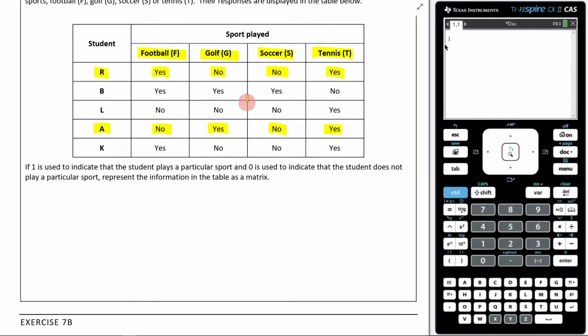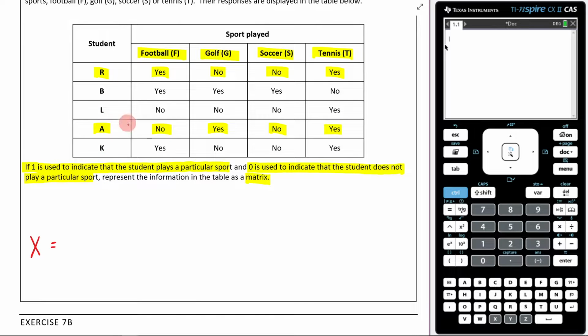What we now want to do is take this table and turn it into a matrix. So if 1 is used to indicate that a student plays a particular sport, and 0 is used to indicate that the student does not play a particular sport, represent the information in the table as a matrix. We're going to begin by calling this matrix X.